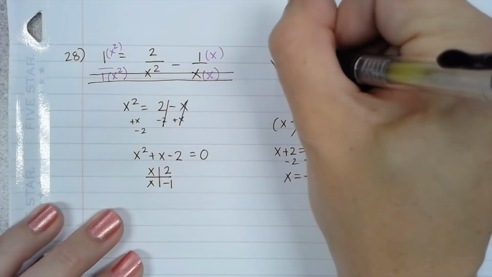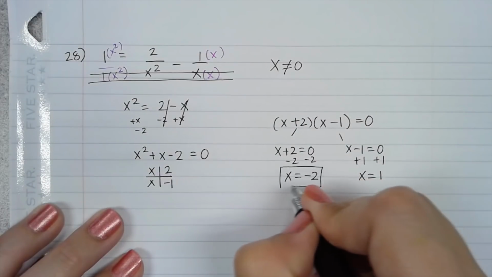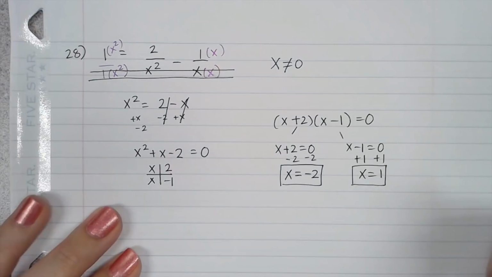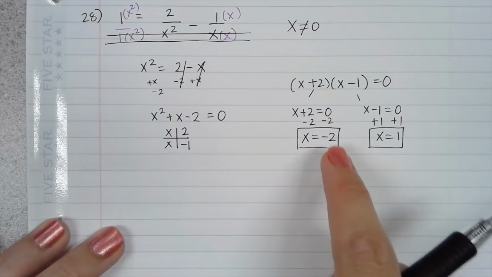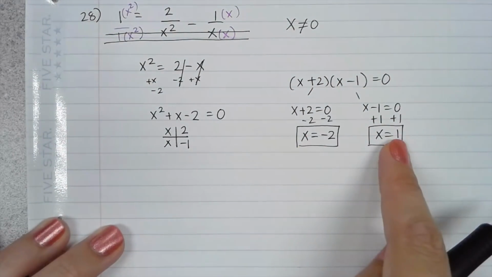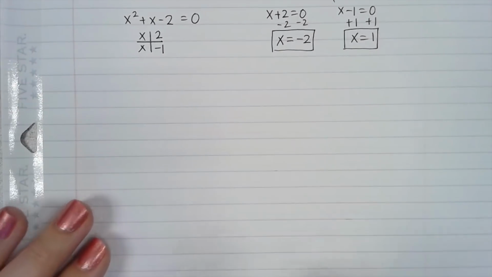The only number that would have been bad is if you got x was 0 to start with, but you didn't get 0. You got negative 2 and positive 1, and so these are your 2 solutions for question 28. If one of these was this number, you would cross it out. If there were 2 excluded values, and if you got those same 2 numbers here, both solutions would be extraneous, and you would say that the problem had no solution.